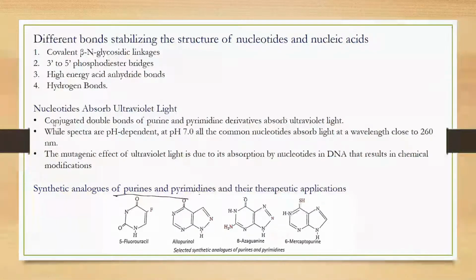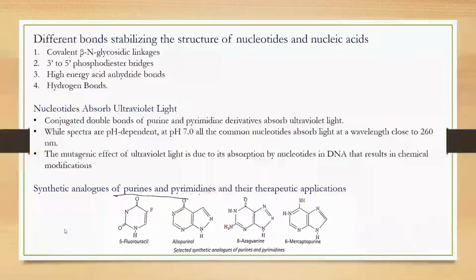Nucleotides also absorb ultraviolet light. The conjugated double bonds of purine and pyrimidine derivatives absorb ultraviolet light, and this is pH dependent. At pH 7.0, all common nucleotides absorb light at a wavelength close to 260 nanometers, that is the UV range. The mutagenic effect of ultraviolet light is due to its absorption by the nucleotides in DNA, and that results in chemical modifications like mutations.